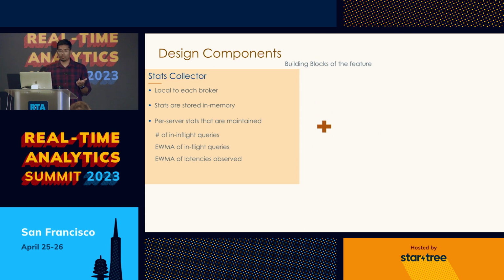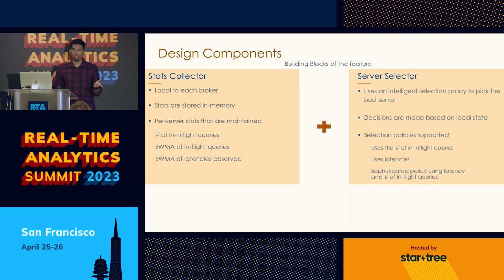The other important component that we are going to talk about here for this feature is called the server selector. The server selector is nothing but a collection of server routing policies that we've built in, which is going to consult with the stats collector to make a good decision. So given a set of server candidates, it is going to apply these algorithms that are baked in and pick the best server. These decisions are again local at each broker. The brokers do not coordinate between themselves to make a decision. So it's important to build a routing algorithm that is good enough to work independently on each node.